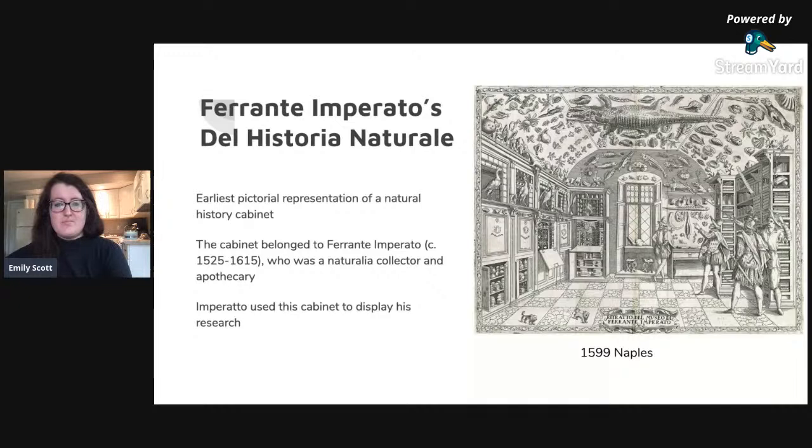Ferrante Imparato is known primarily for his book, the Dell Historia Naturale. In this book, he correctly described two species of amphibia and five of reptilia. He also performed pioneering observations on the animal origins of corals. So lots of people were interested in his studies and in what he was doing. That's what made the cabinets of curiosity so important. They were making this sort of foreign or extraordinary knowledge accessible to the public.